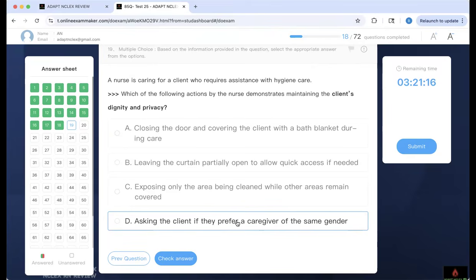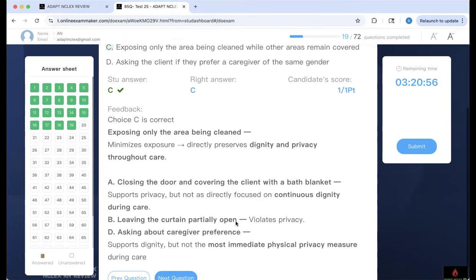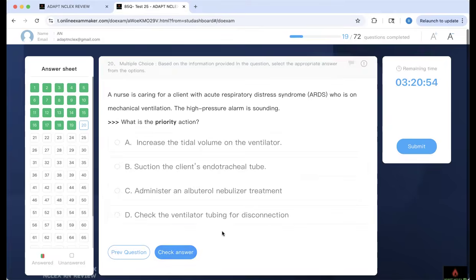You pick your answer? I can tell you, just expose the area that you work on and don't expose everything. All these answers are routine care, but they do not reflect client dignity and privacy. If you're just cleaning the leg, why do you have to expose the whole body? So clean the areas you want and expose them, but not everything needs to be exposed.